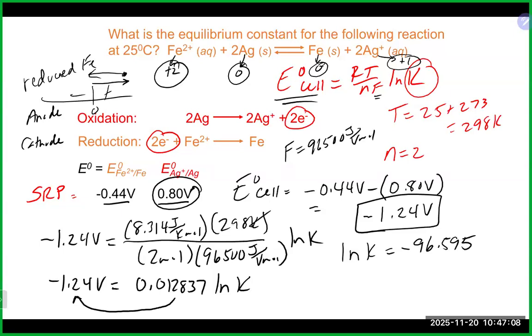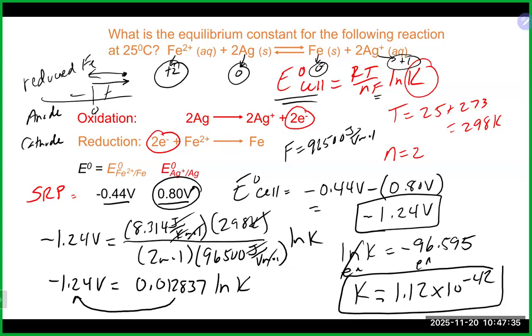At this point, Kelvins cancel, moles cancel, joules cancel, all those things are going to cancel out basically. We're going to E both sides to fix that. So we're going to go E of both sides. That gets rid of the natural log. So our K will equal something like 1.12 times 10 to the minus 42 in this case.